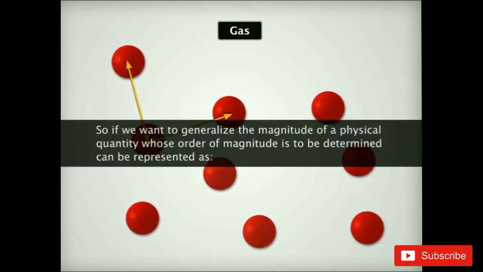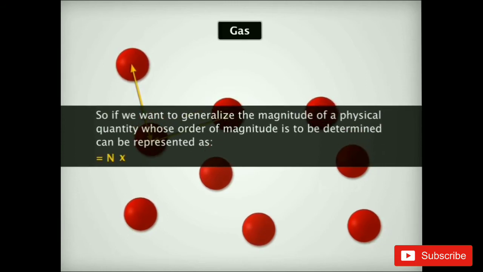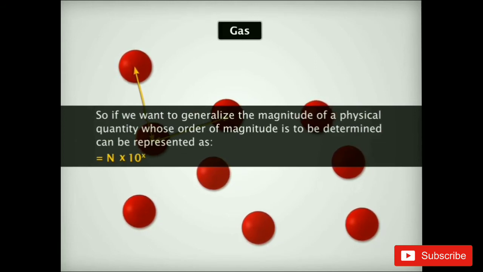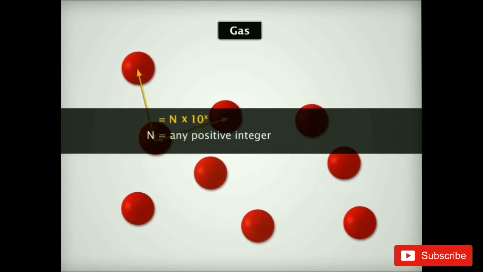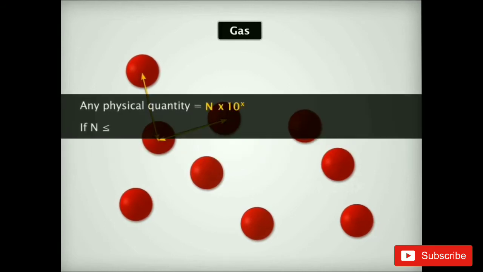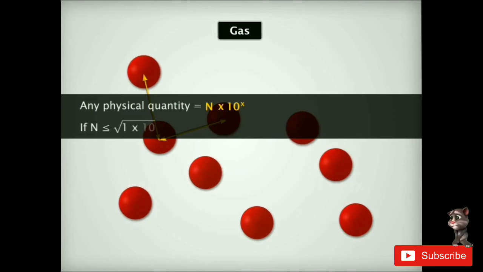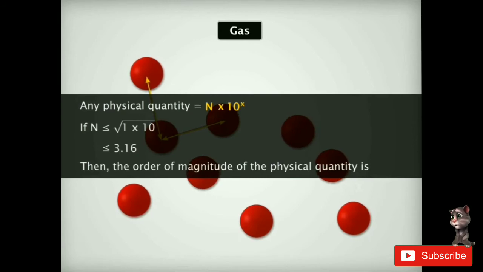So, if we want to generalize the magnitude of a physical quantity whose order of magnitude is to be determined, it can be represented as its numerical value n into 10 to the power x, which is its order. In the general representation, n is any positive integer and x can be any positive or negative integer. If n is equal to or smaller than square root of 1 into 10 or 3.16, then the order of magnitude of that quantity is 10 to the power of x.